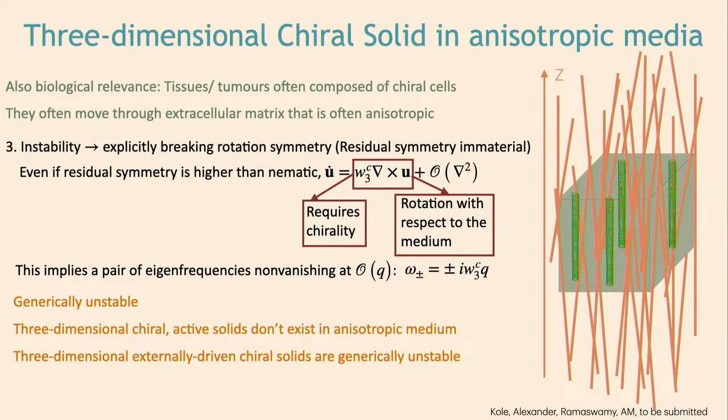So what that means is that, as I was saying, three-dimensional chiral active solids don't exist in an anisotropic medium, or three-dimensional chiral solids that are externally driven don't exist, whereas three-dimensional externally driven active elastomers can exist. So that is a distinction, and that distinction is a consequence of O3 cross O3 symmetry of elastomers. It's a consequence of an extra symmetry beyond the usual symmetries of a solid.